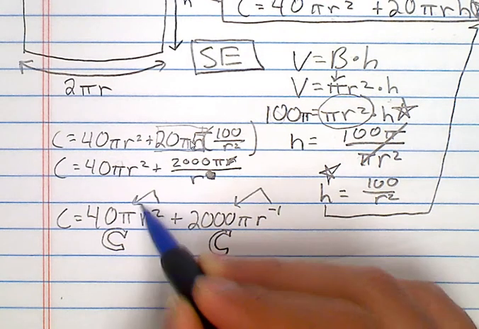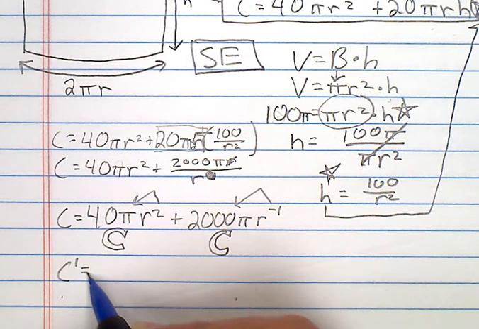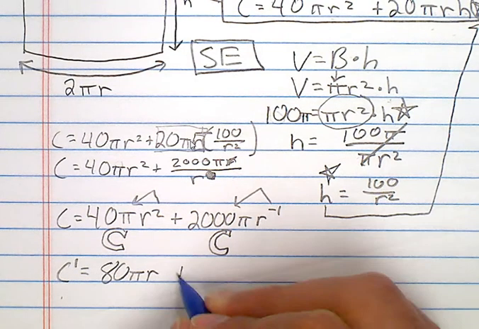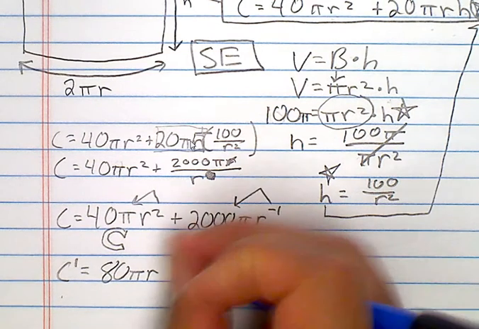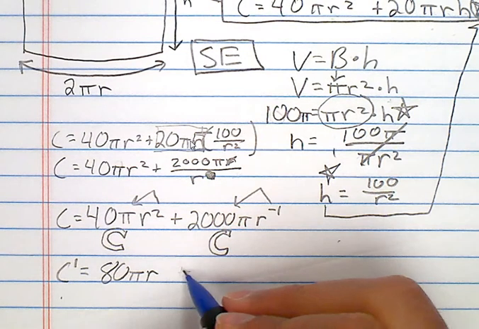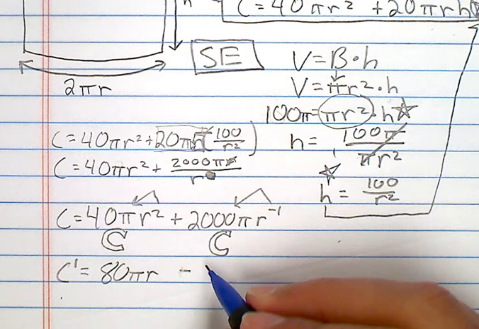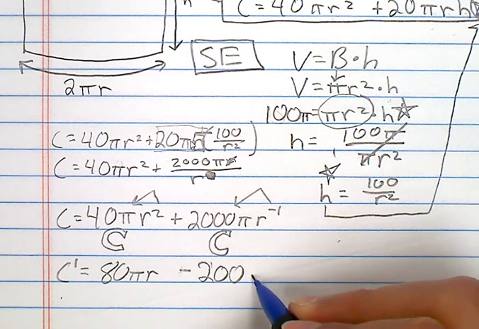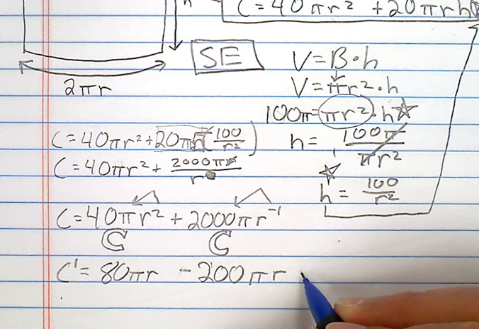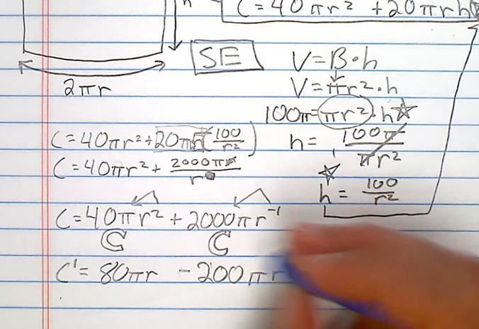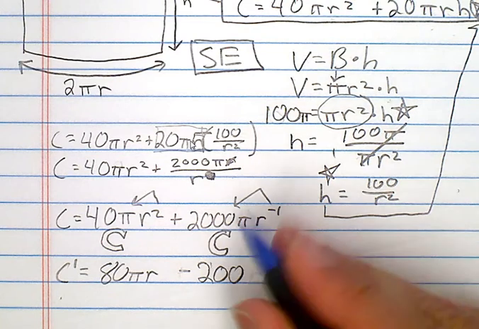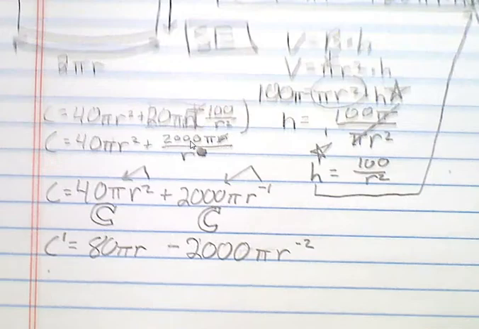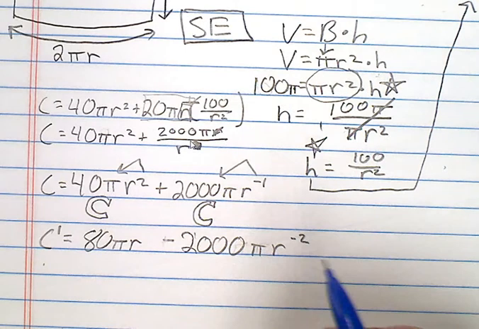So our power rule, C prime is equal to 80 pi r minus 2,000 pi r to the negative 2. Very good. And we're setting this all equal to 0.